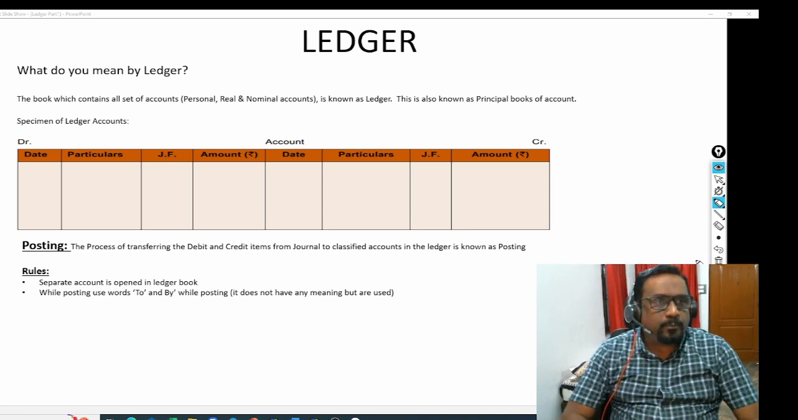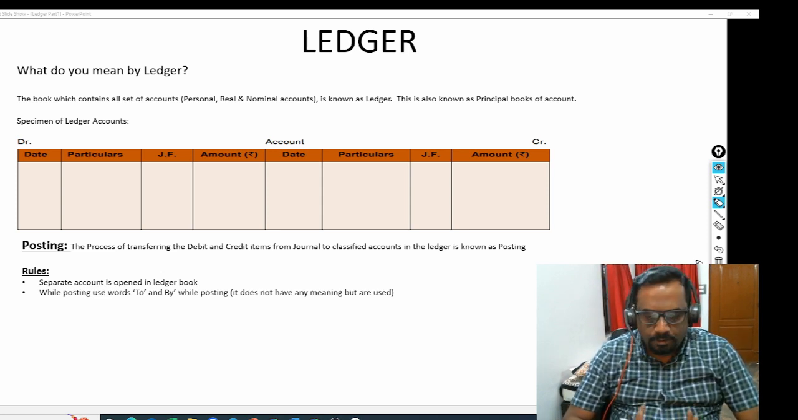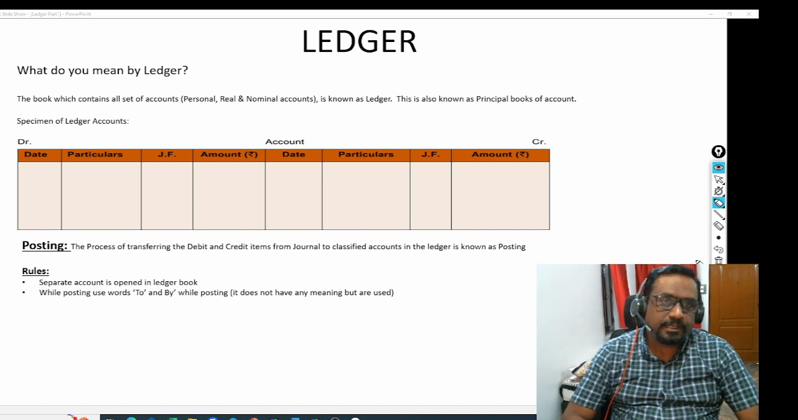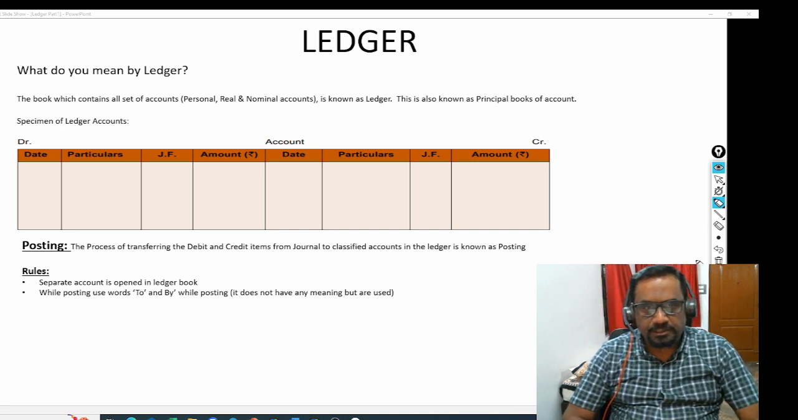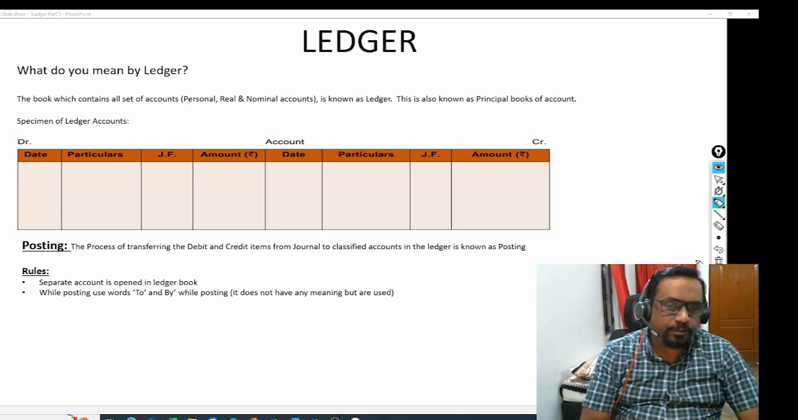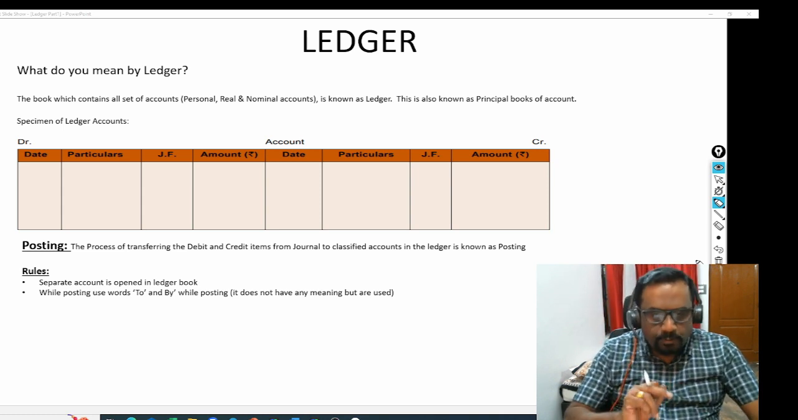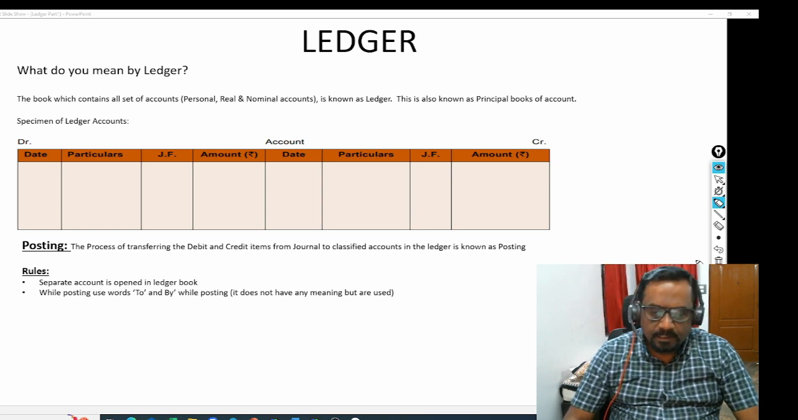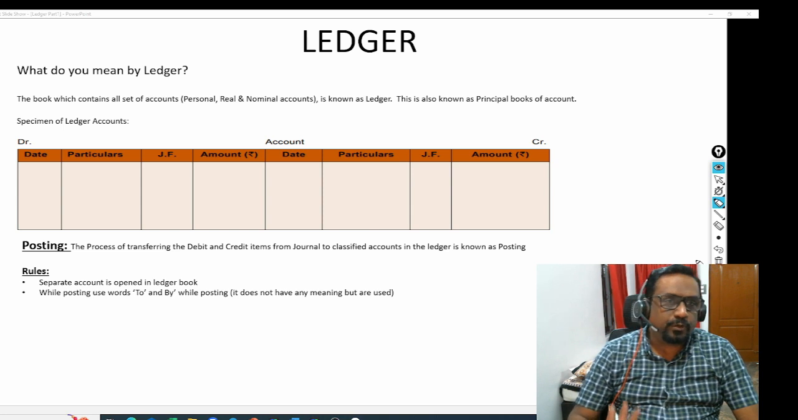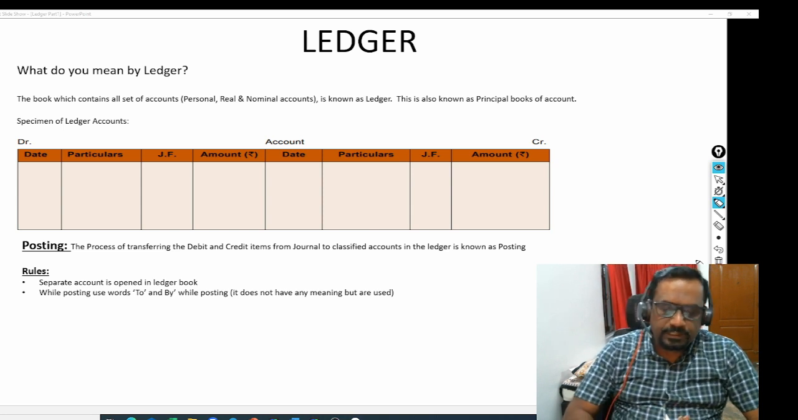I'm going to talk about what a ledger is, what the meaning of ledger is, how the transactions are posted into the ledger, what the specimen of the ledger to be followed should be, and how we do the balancing, and I'll also explain some illustrations. I'll take examples from institute material and explain them. Today, I'm going to explain the meaning of ledger, the specimen, and the rules we need to follow. I'll try to cover as much as possible.